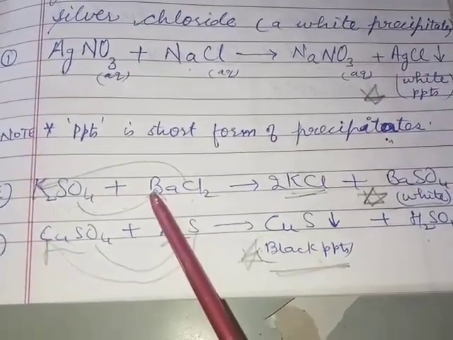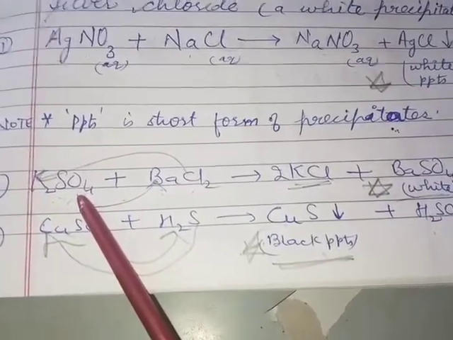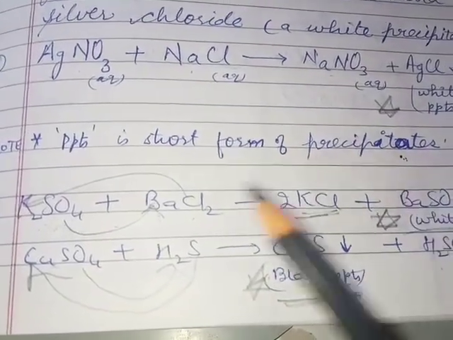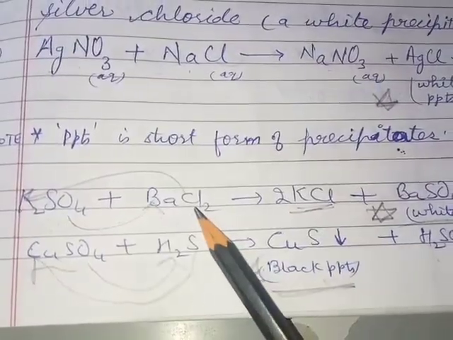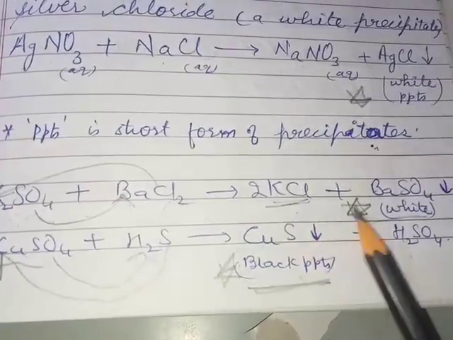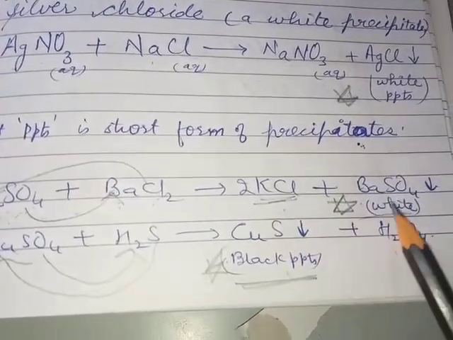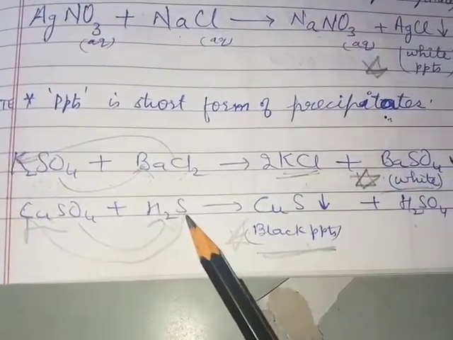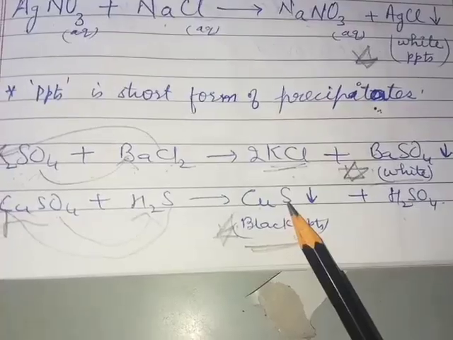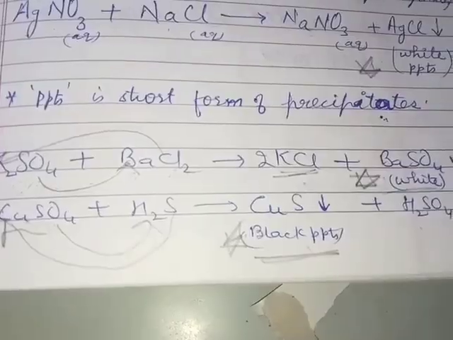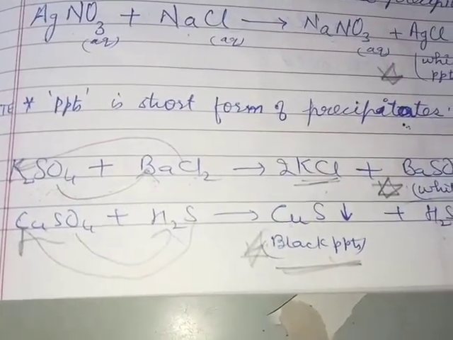Second question you will get: write the chemical reaction between potassium sulfate and barium chloride. What happens when potassium sulfate reacts with barium chloride? Name the chemical reaction, write down the chemical formula and name of the product formed, and write down the color of the precipitate formed. Similarly, what happens when copper sulfate reacts with hydrogen sulfide? Write down the color of the precipitate formed and name the chemical reaction also. These are the 3 questions I have told you that you have to do.